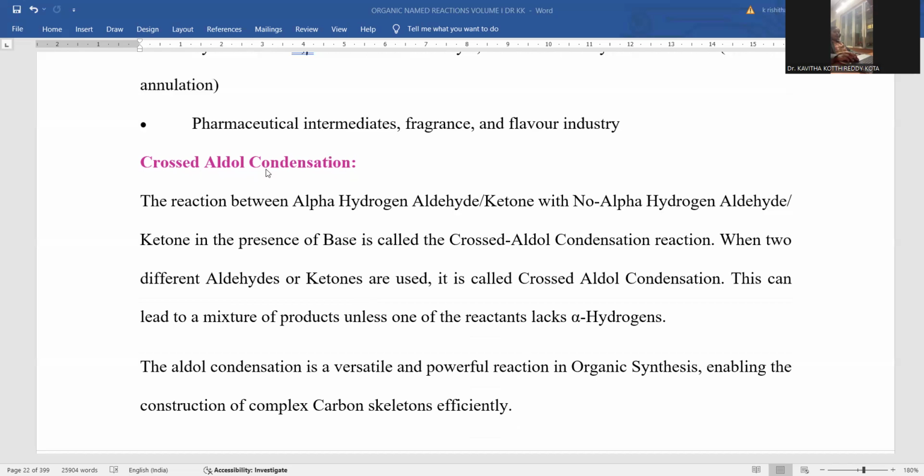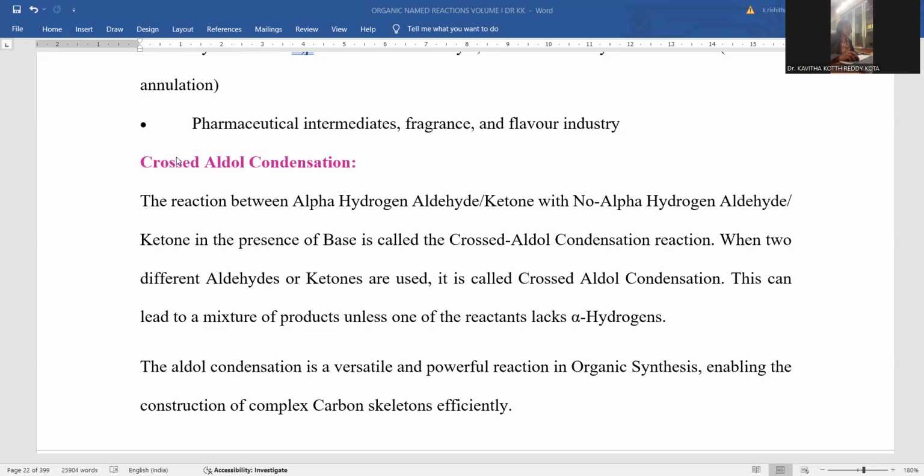Crossed aldol condensation means, in order to compare the aldol and crossed aldol, aldol condensation is symmetric. Whatever aldehyde is taken, the same aldehyde another can be taken, both are identical and supposed to be condensed. That is simply said to be aldol condensation. In case of crossed aldol condensation, different unsymmetrical aldehydes are to be taken. One aldehyde may be one kind, another aldehyde is another kind, or else one aldehyde, another ketone to be blended.